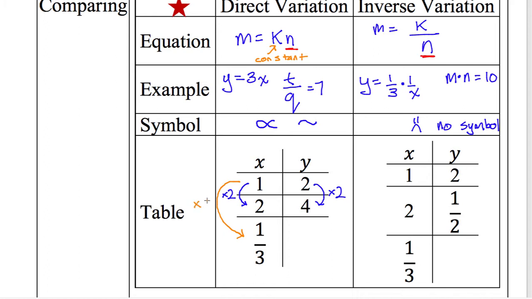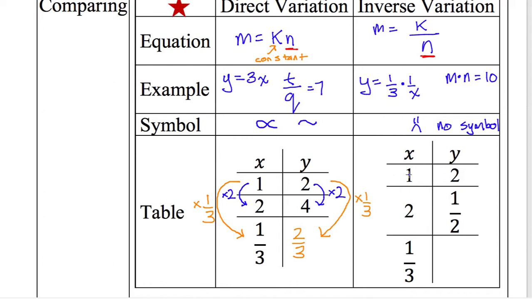Multiply by 1/3. There it is. So to get from 2 and the y value down here, I'm also going to, shout it out, multiply by 1/3. It's the same on both sides. It's so easy. It's so nice. So 2 times 1/3 is 2/3. Direct variation. It's pretty cool, man.